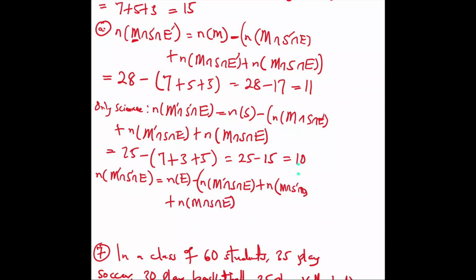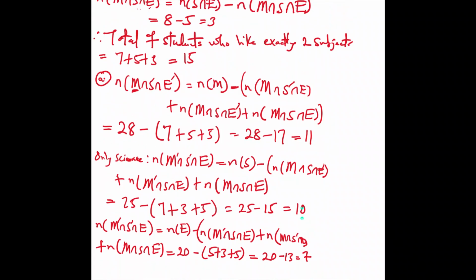Okay, plus number of M intersection S intersection E. Sorry, let me write it here. Number of M intersection S intersection E is equals to 20 minus 5 plus 3 plus 5. Okay, so that will be 20 minus 13. So that's 7.